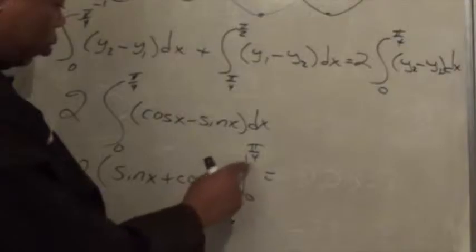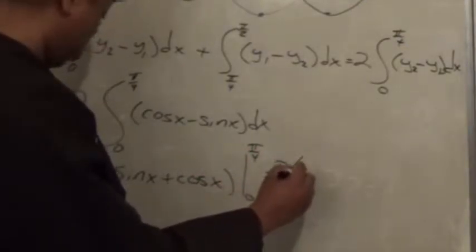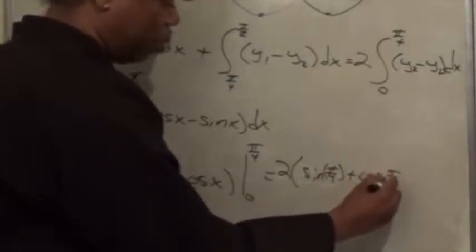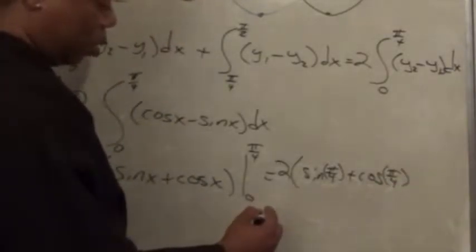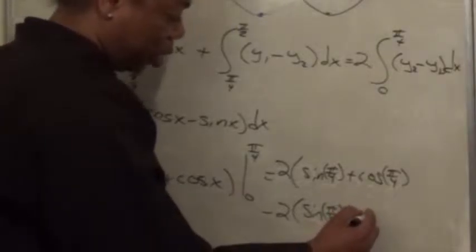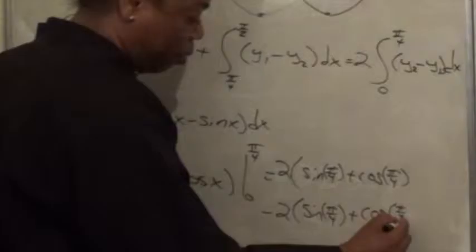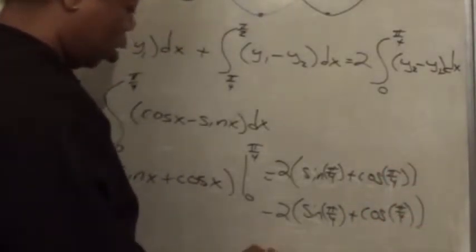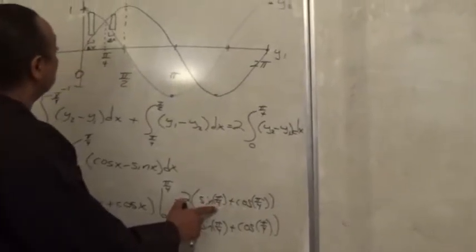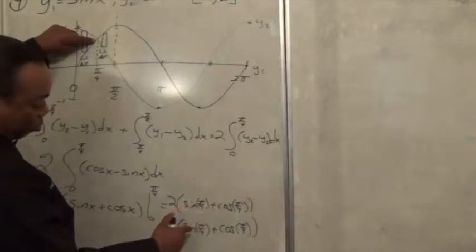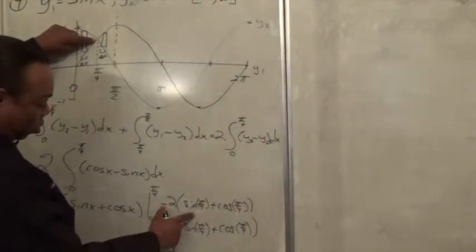Alright, so let's evaluate this. Let's put in pi fourths into both of these, and we'll get 2 with sine of pi fourths plus cosine of pi fourths, minus 2 with sine of 0 plus cosine of 0. Okay, let's look at the values for pi fourths, which is about here for my sine function. I'm sorry, this should be 0 in here. This should be 0 as well.